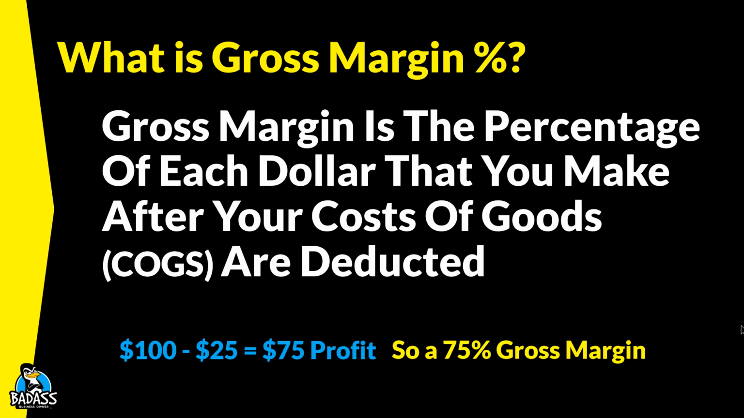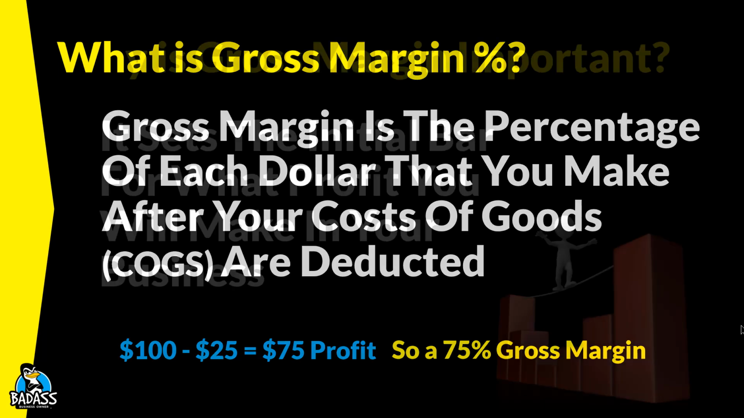Well, gross margin is the percentage of each dollar that you make after you take away your cost of goods. Once the cost of goods is deducted, that gives you your profit. In our example here, $100 minus $25 cost of goods gives us a $75 profit, which then equates to a 75% gross margin. But more on how we came up with that number in a moment.